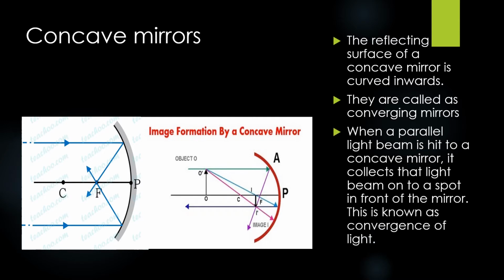The reason for that is when a parallel beam of light comes and hits a concave mirror, the concave mirror collects that light beam onto one spot in front of the mirror. So this process is called convergence of light. That is why we are calling concave mirrors as converging mirrors.